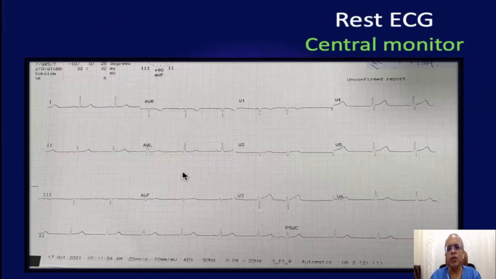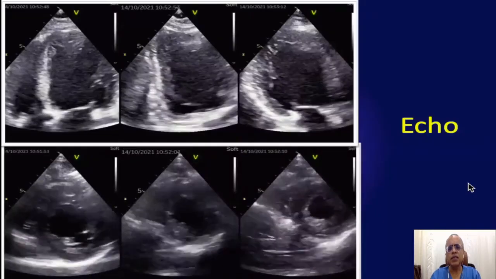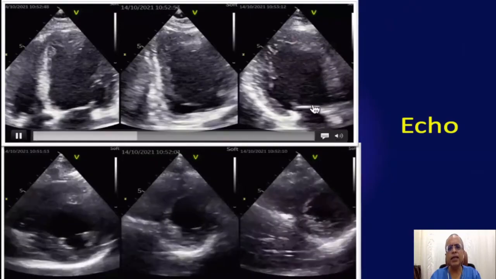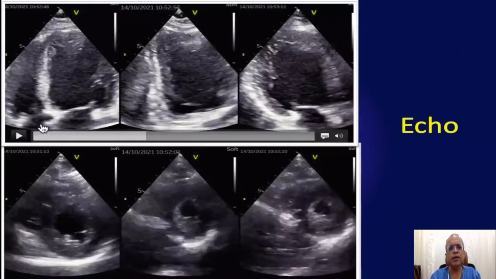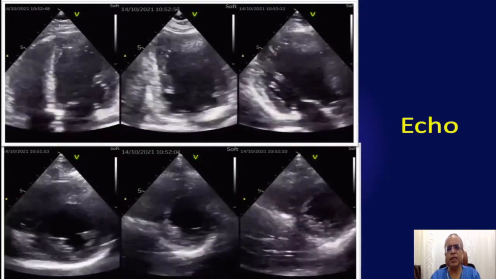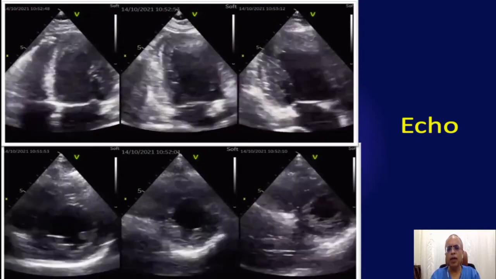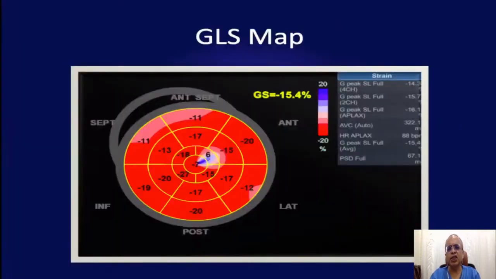He reverted back to a normal sinus rhythm with narrow QRS complex, but the central monitor continued to show runs of ventricular tachycardias. Now, this was his echo, and you can see that the myocardial thickness is very well preserved. There is a mild reduction in the ejection fraction of this patient, mild global hypokinesia. And this is his GLS map showing some areas with low strain values, a little variegated looking one.